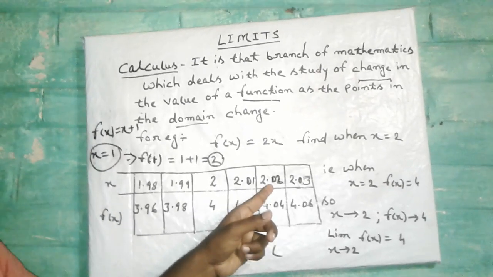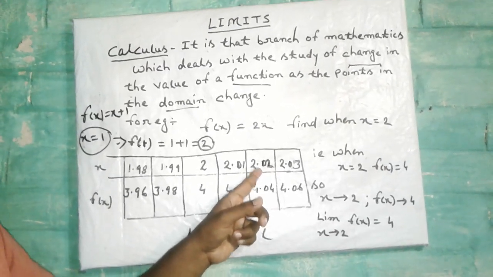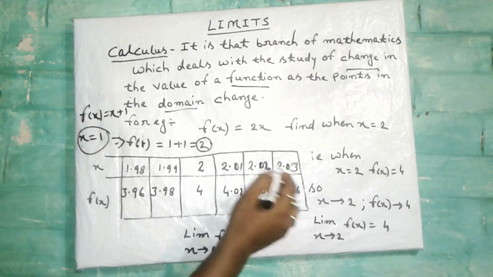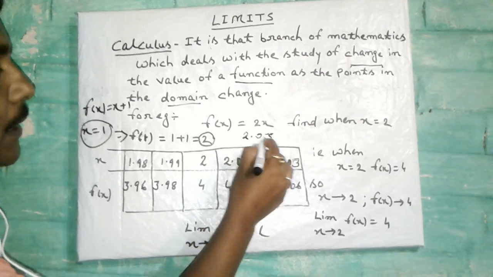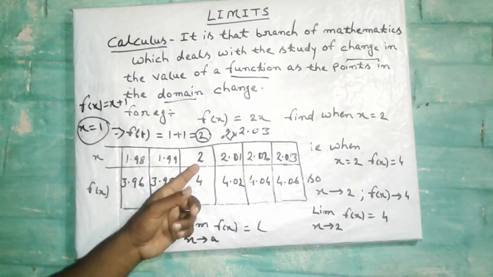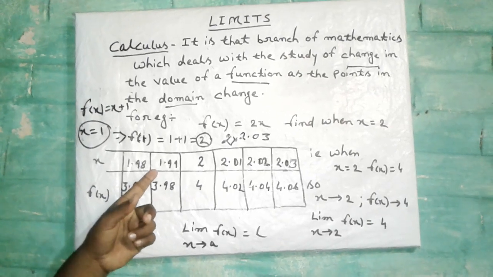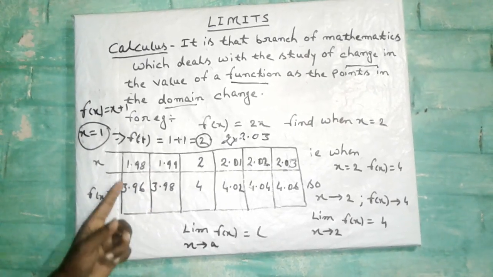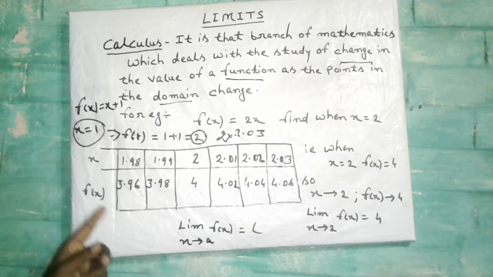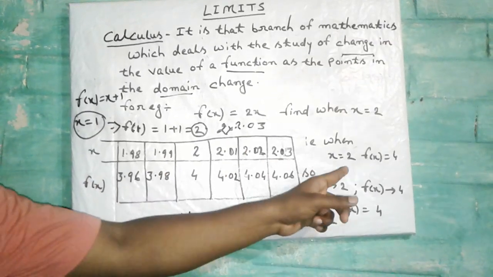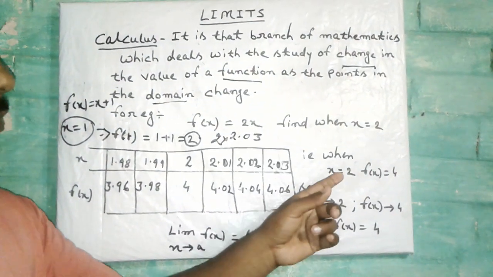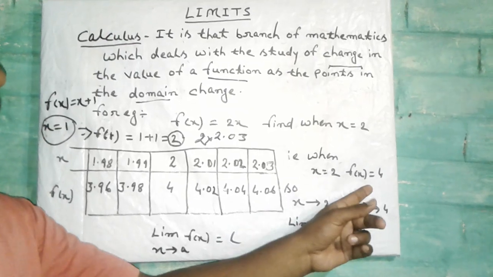In the same way, if in place of x we put 2.02, we will get 4.04, and if we put 2.03 into 2, we will get 4.06. Similarly, if we put 1.99, we will get 3.98, and if we put 1.98, we will get 3.96. So what we can conclude from here is that when x is equal to 2, f(x) is equal to 4.